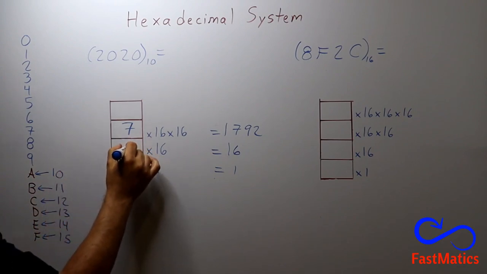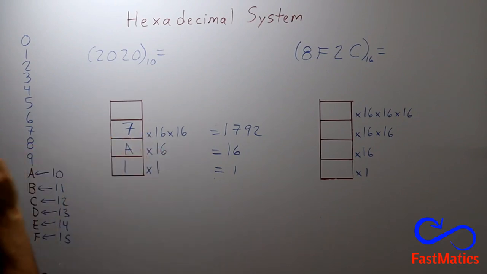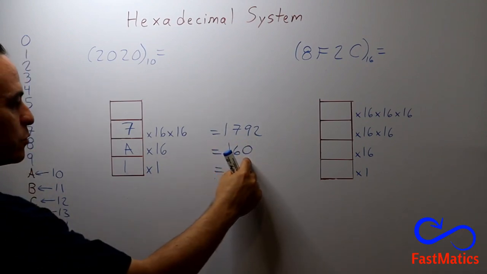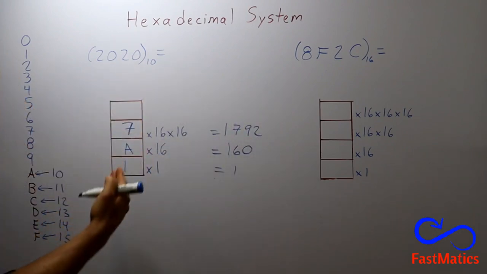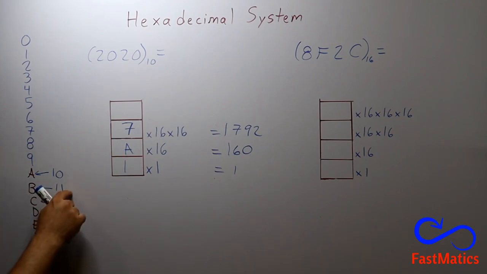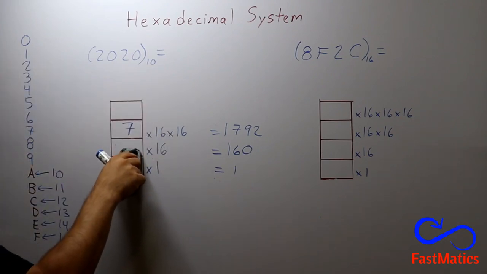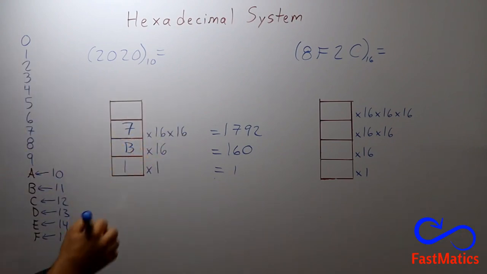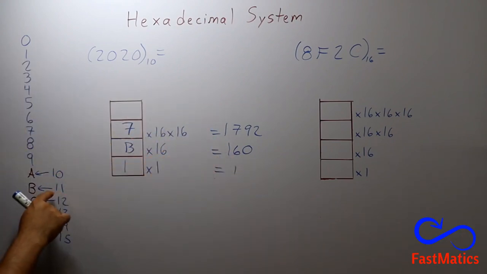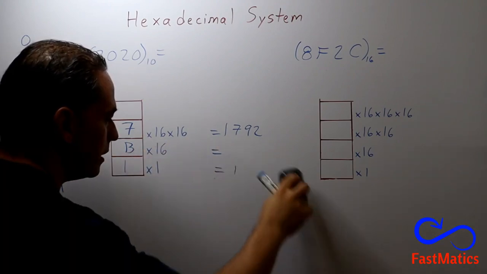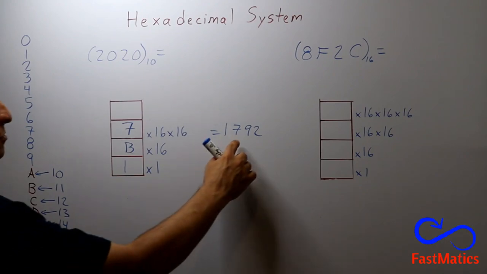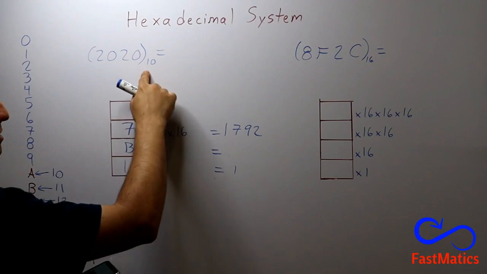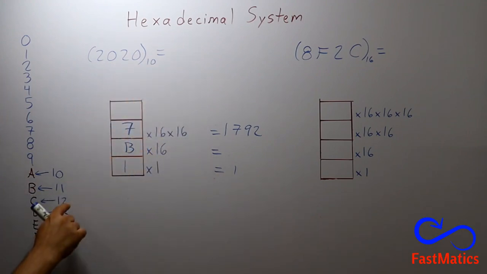We write here an A. 10 times 16 is 160. But if we add this number with this number, we are not getting 2020. So we need more. Maybe an 11. So 11 times 16 will be 176 plus 1792 is not 2020. So let's try with 12.